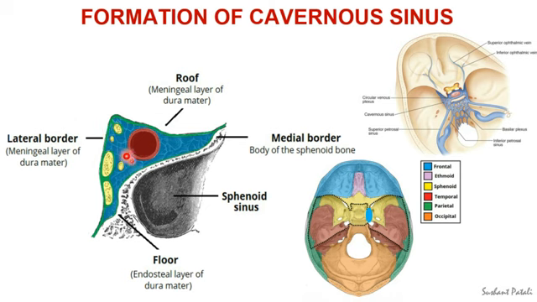The roof and the lateral walls are formed by the meningeal layer. According to some authors, the medial wall is also formed by the meningeal layer. The floor and the medial wall are formed by the endosteal layer. So according to some authors, only the floor is formed by the endosteal layer. So there are two concepts. The first: roof and lateral walls are formed by the meningeal layer, and floor and medial walls by the endosteal layer. The second concept: roof, lateral wall and medial walls are formed by the meningeal layer, and the floor is formed by the endosteal layer.